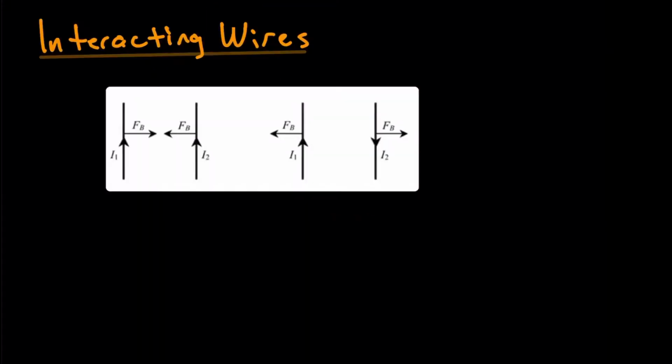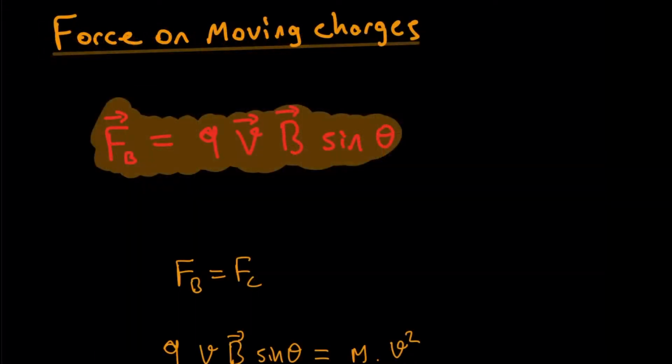Now let's talk about interacting wires. If two wires have magnetic fields because of the current running inside them, then they interfere with each other. The basic rule here is that if the current is in the same direction, they attract each other. If the current is in opposite directions, they repel each other. We have learned about force on cables. Now let's learn about force on moving charges.